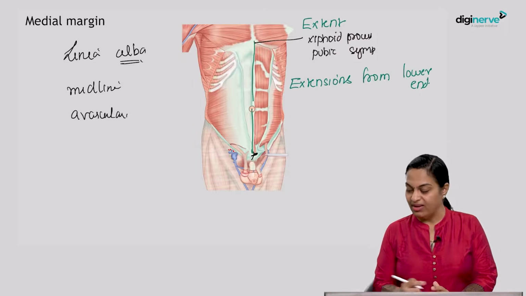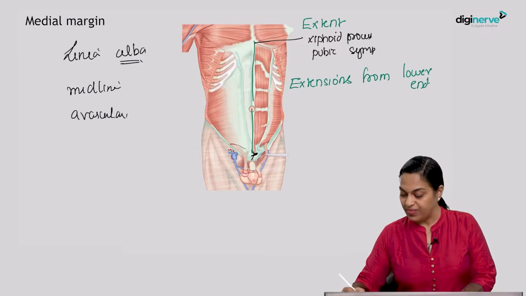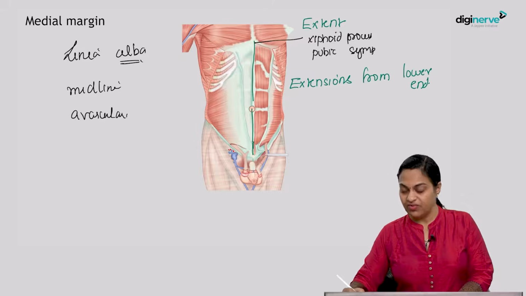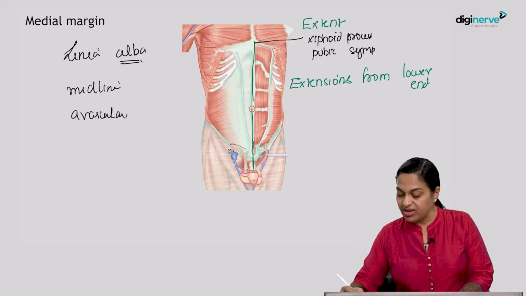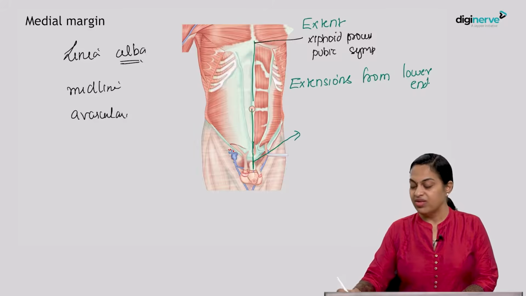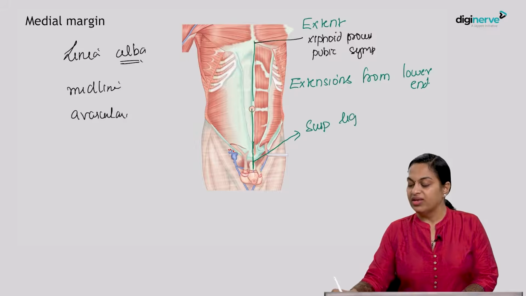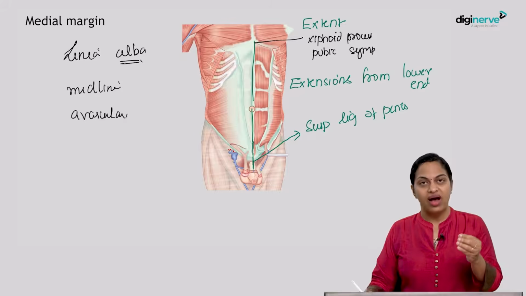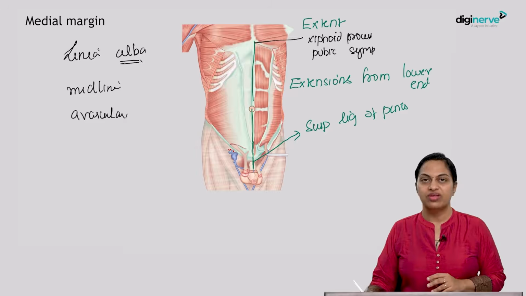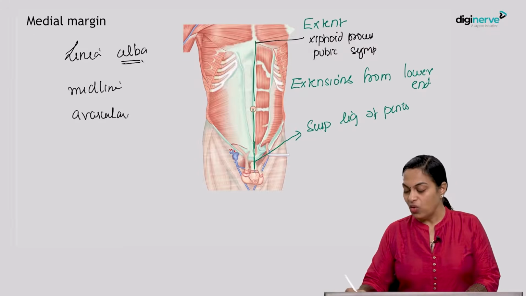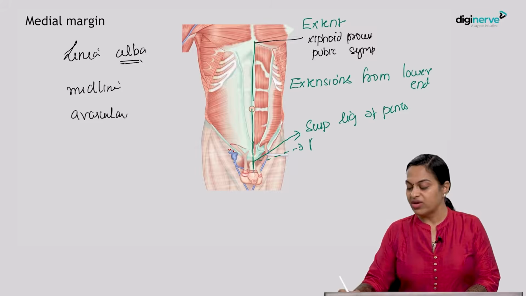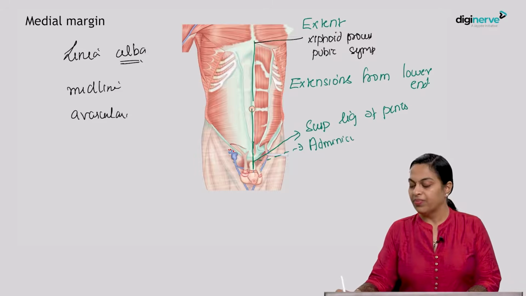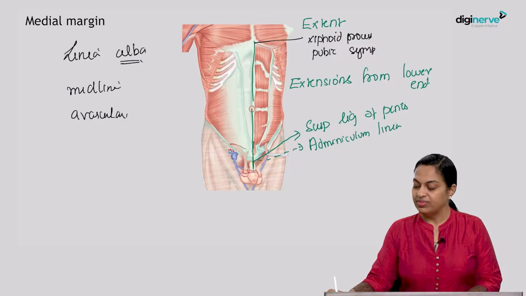And this linea alba, from its lower end, gives out 2 extensions. Some of the superficial fibers from the linea alba, you can see it entering the dorsal surface of the penis. It's called the suspensory ligament of penis. And from its deep surface, some of the fibers go behind the rectus abdominis muscle and insert into the pubis. Those fibers which are posterior are called the adminiculum linea alba.